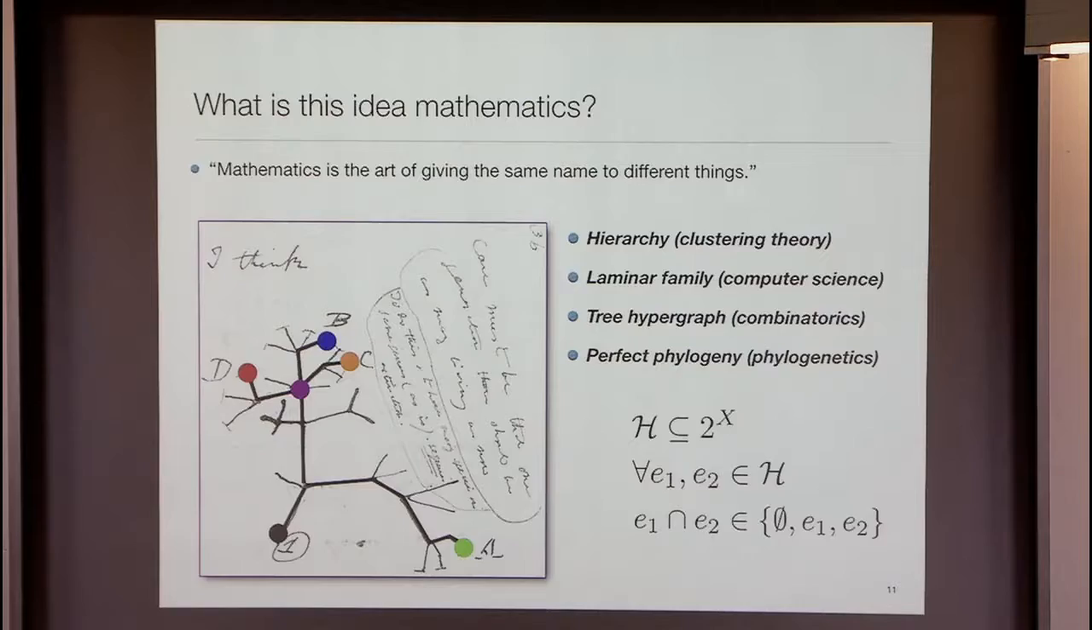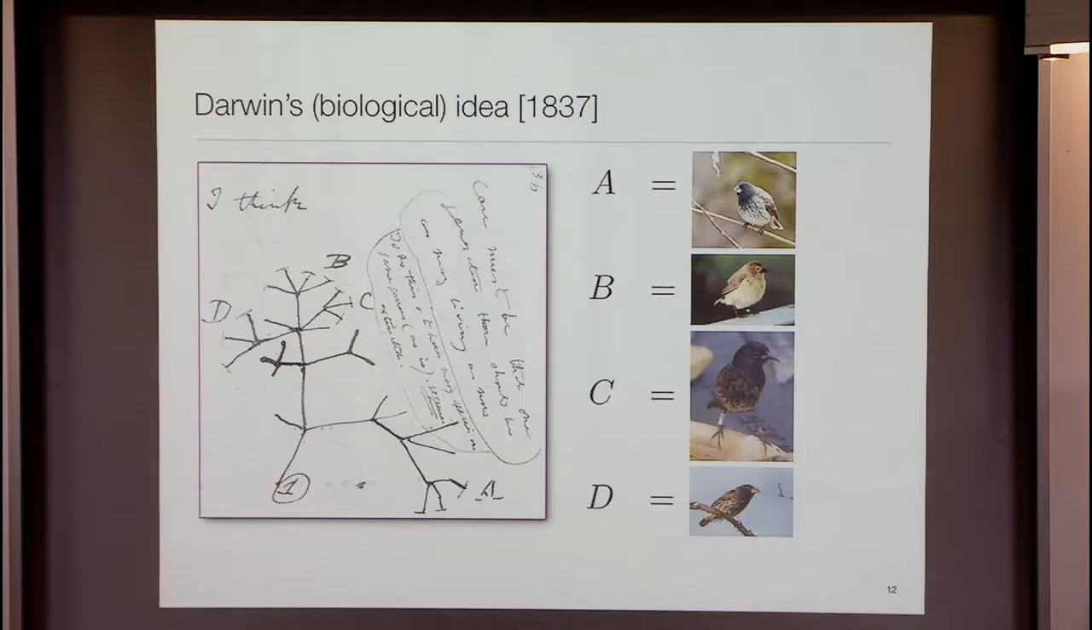So Darwin had this idea, not in the context of math, although let's give him the credit for that. I think he deserves it. He had it in the context of biology. He really imagined that these leaves are birds, like finches or some other kind of species. That's what he had in mind.